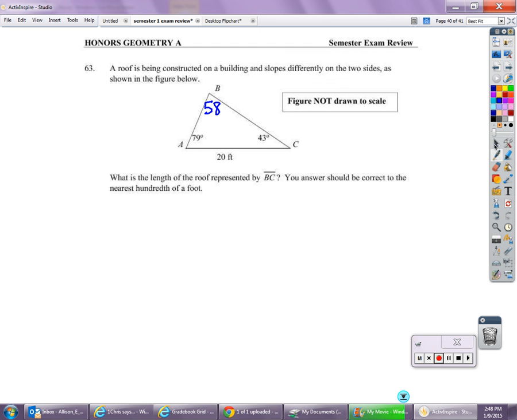No 90 degrees, can't use the Pythagorean theorem, can't use SOHCAHTOA. They want BC, so I'm going to put an X on BC. And I'm going to find some partners. So angles always partner up with sides. So this angle goes with this side. This angle goes with nothing, so I don't care about that one. And this angle goes with this side.